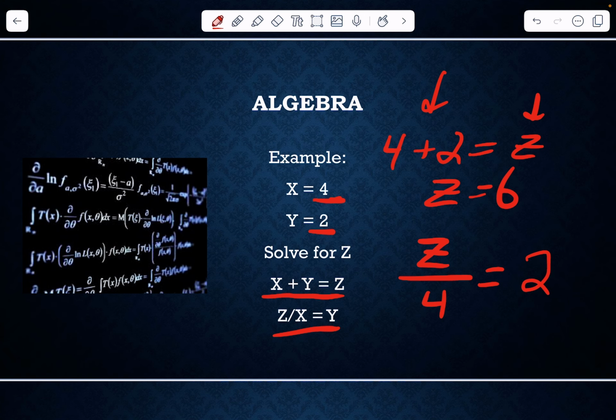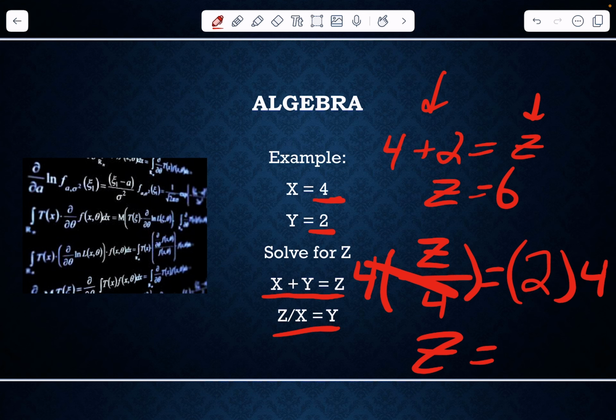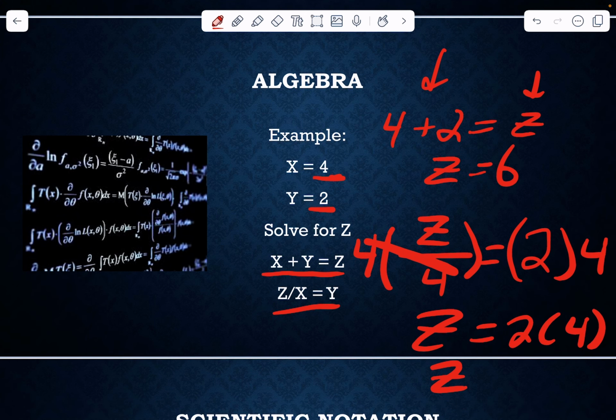So what I'm going to do, since z is being divided by 4, I am going to move the 4 to the other side by doing the opposite function. Since it's being divided, I'm going to multiply both sides by 4. When you multiply and divide by 4 on the same side, they will cancel each other. So now, z just equals 2 times 4. So z equals 8. And that's algebra.